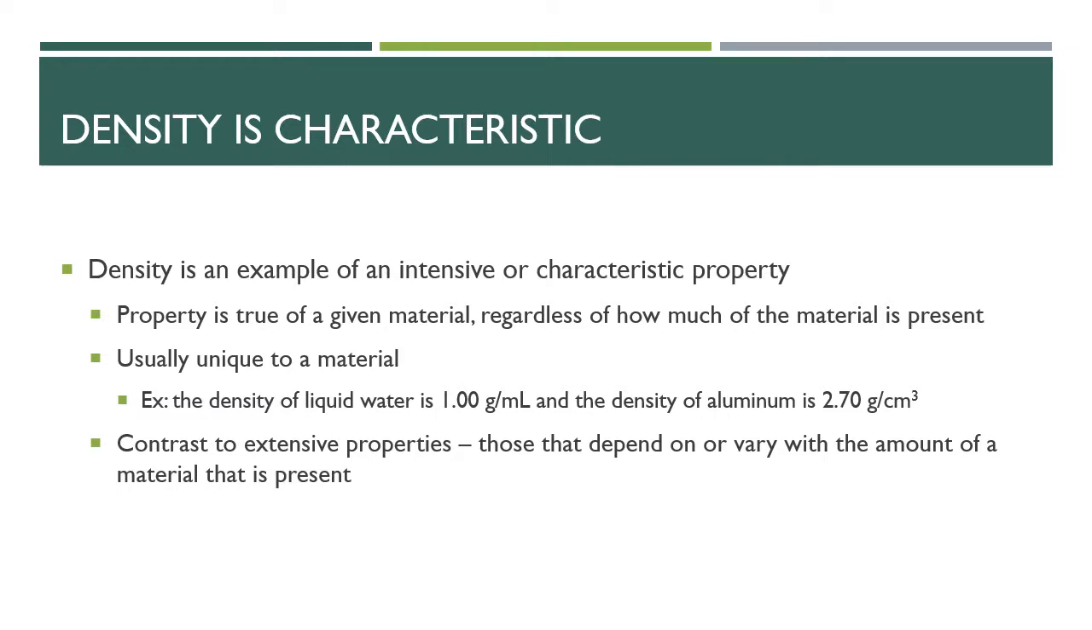So for example, the density of liquid water is 1.00 grams per milliliter, and the density of aluminum is 2.70 grams per centimeter cubed. They have their own unique densities that you can look up. This is in contrast to what we call extensive properties, which are any properties that depend or vary with the amount of the material that is present. Most extensive properties are actually just measurements like mass or volume.